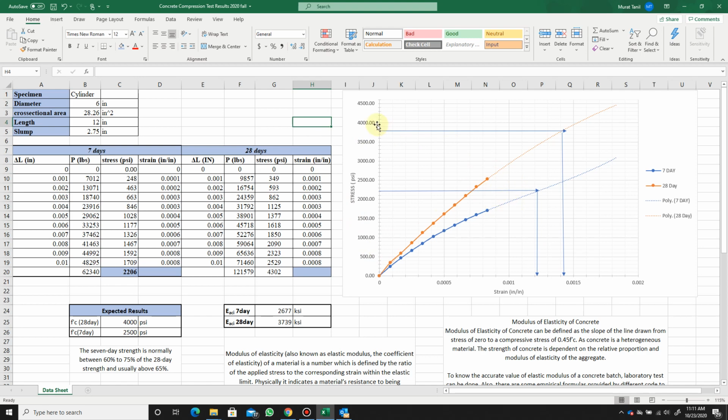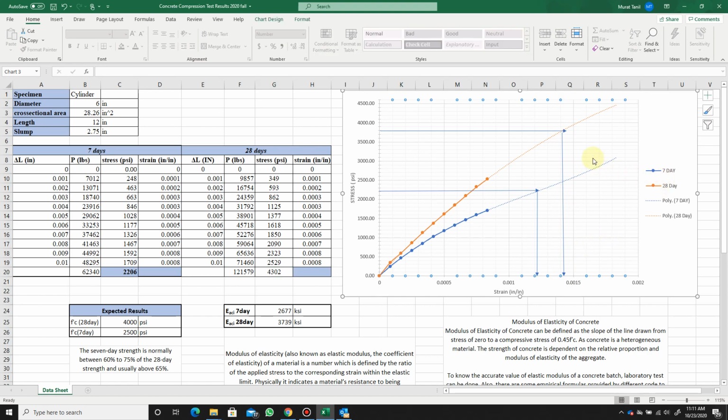So you're gonna do the same thing. Since you know the maximum compressive strength, you're gonna draw a line from 4,302 to the projections, 28-day trend line, and then measure the corresponding strain value. So how can you do the trend line? If I take the trend line option, I don't want to erase it right now, but I can edit this.